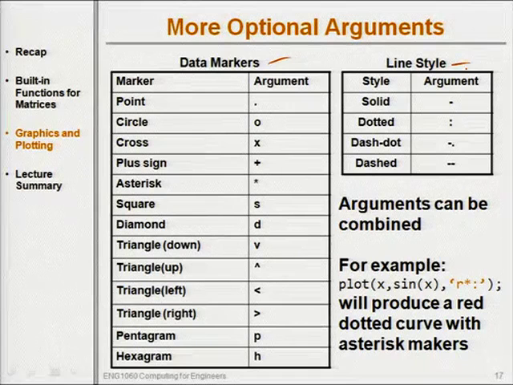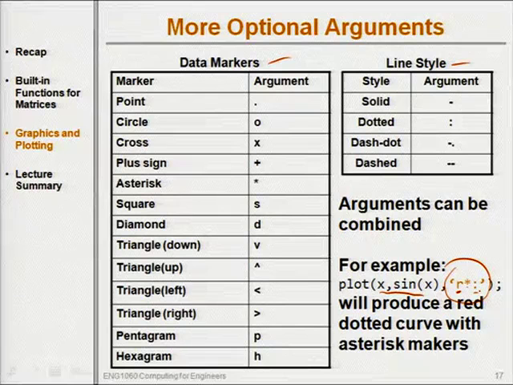So for example, plot x, sine x, and you have as an argument, r asterisk in quotes, it will plot it like a red curve with asterisk markers. It doesn't really matter which order you put them in. It will just plot all the arguments that you have there. If you have 3 arguments, it will do all these 3 arguments.